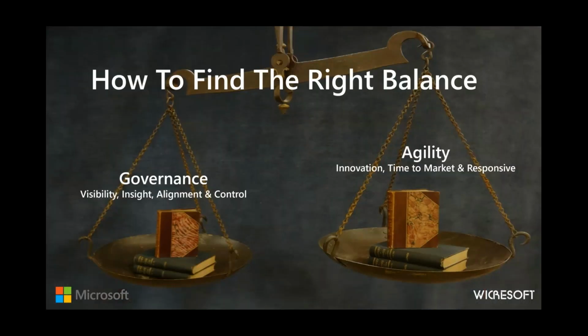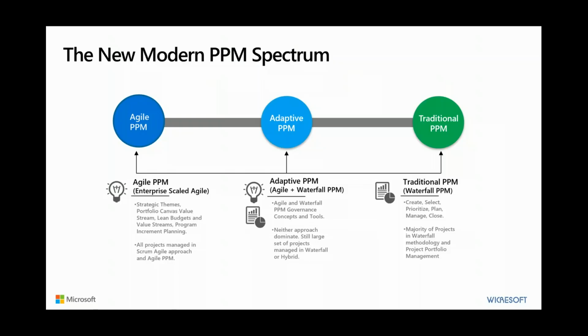So the key here is, how do we find the right balance? How do we find just enough governance and visibility and insight and alignment and even control over how we're spending and how our investments are going in the organization, with enough agility so that we can innovate, have quicker time to market, and be responsive and very competitive, and maybe win the market share that we're looking to win out in the market.